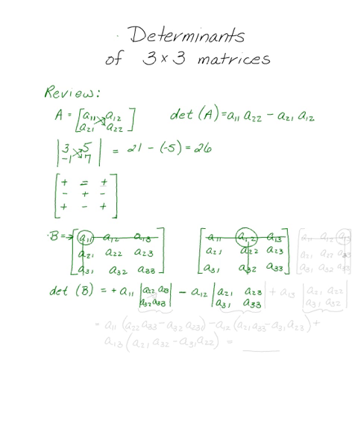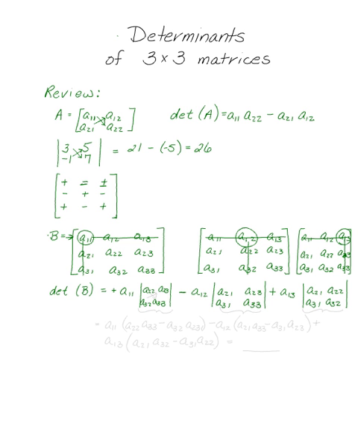Then, continuing across this row one more time, we do the same thing. We look up at our signs matrix. Here's the sign for that position, which is a positive sign. We pick up the number in that position, A13. We cross out the row and the column, and then we write down the numbers that are left, which is A21, A22, A31, and A32.